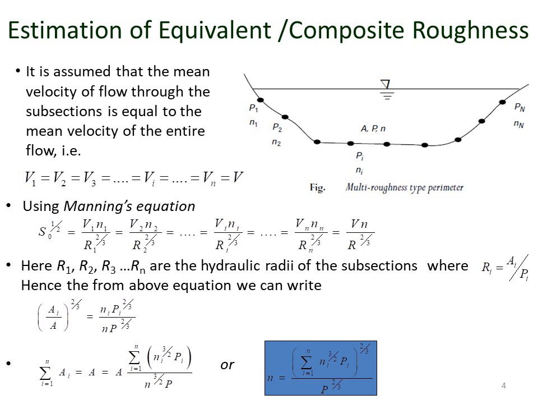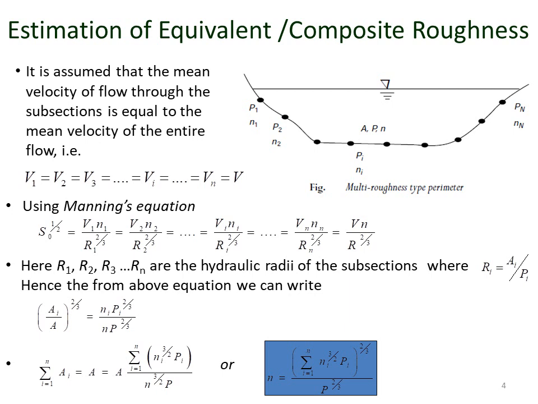Here, in calculating the equivalent or composite roughness, we assume one thing: that the mean velocity of flow through each of the subsections, given by V1, V2, V3, are all equal to the mean velocity of flow of the whole cross section, given by capital V. So in other words, V1 is equal to V2 is equal to V3 is equal to capital V.